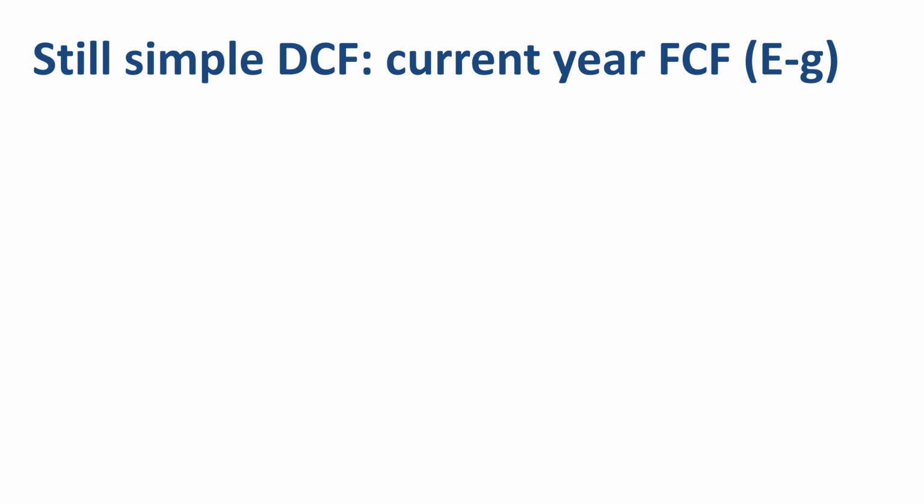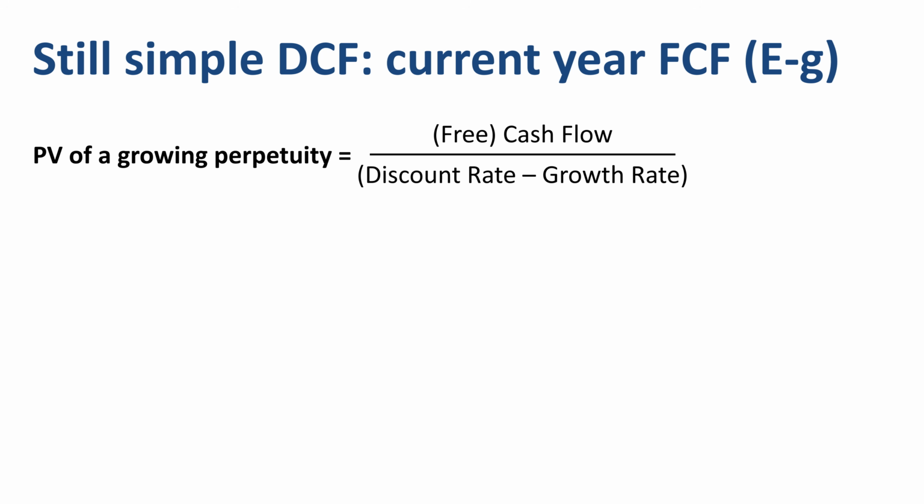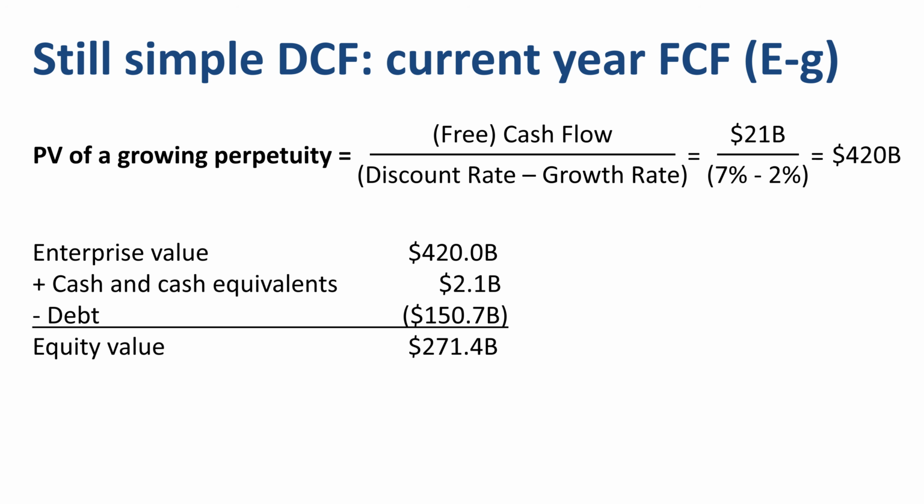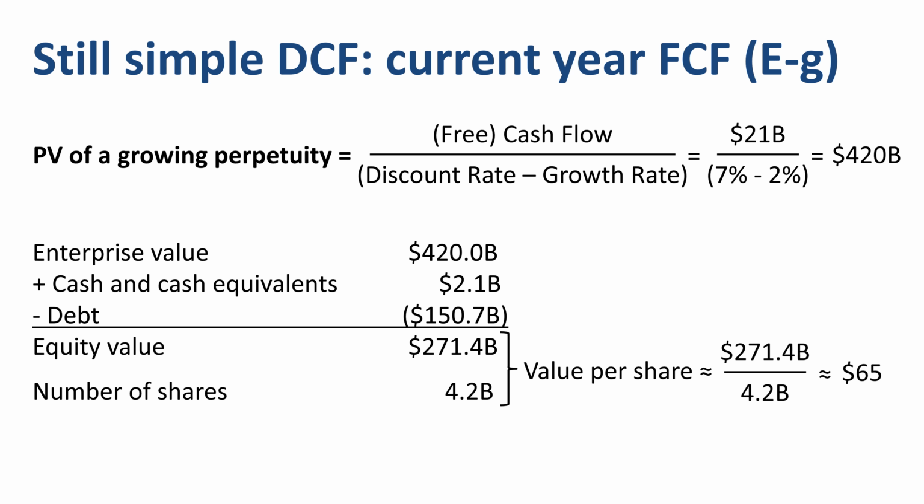We can also take that $21 billion forecasted free cash flow for the current year and plug it into a slightly adapted version of the formula, called the present value of a growing perpetuity. Free cash flow divided by discount rate minus growth rate. $21 billion divided by 7% minus 2%, or $21 billion divided by 0.05. This provides a potential enterprise value of $420 billion. If you go through the usual steps from enterprise value to equity value to DCF valuation share price, you will get to $65 per share, a whopping $29 more than what we just calculated before.